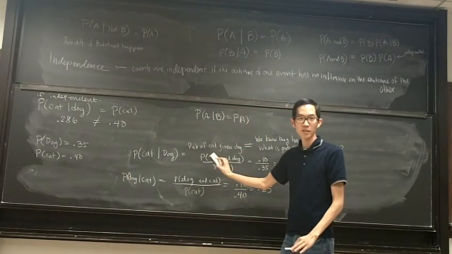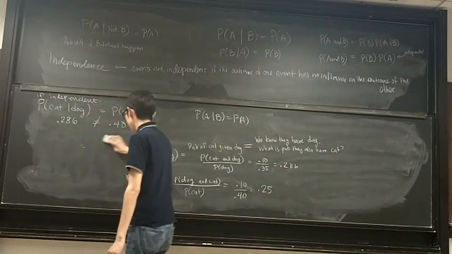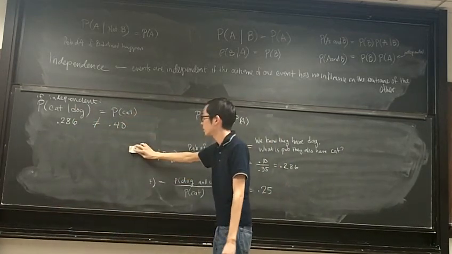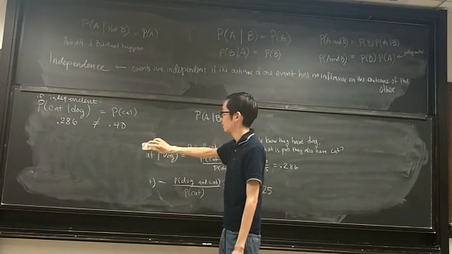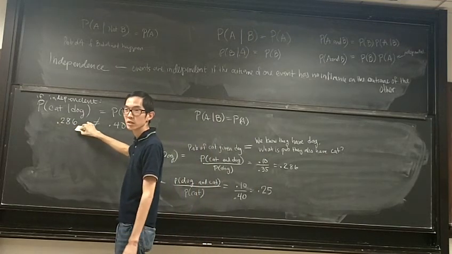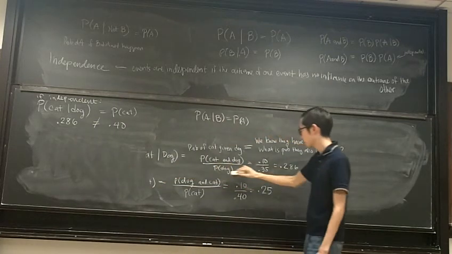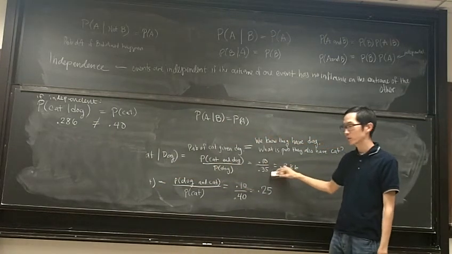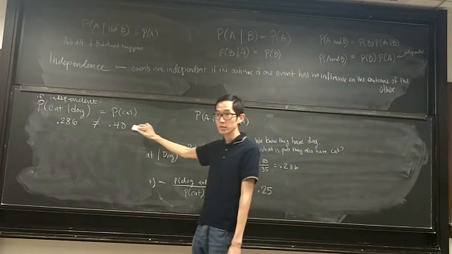Is that okay? Can I repeat that again? Do we understand where I got 0.286? Earlier in our notes, we said probability of cat given dog, and we did 10% divided by 35, and we got 0.286. And then we understand where we got this, right?